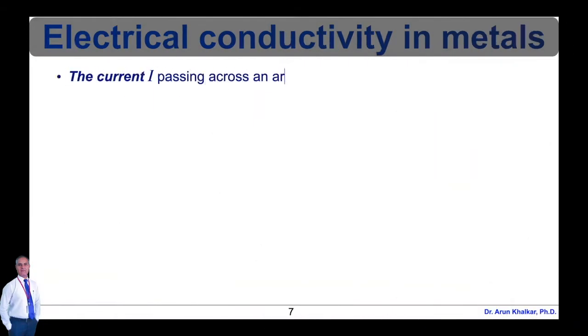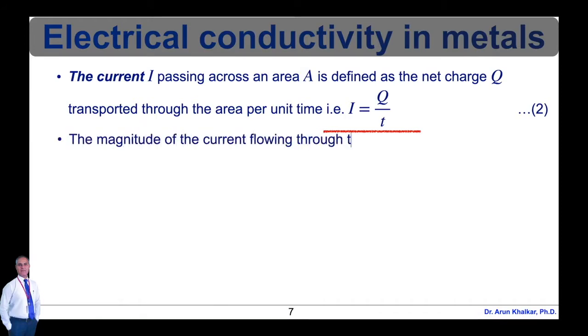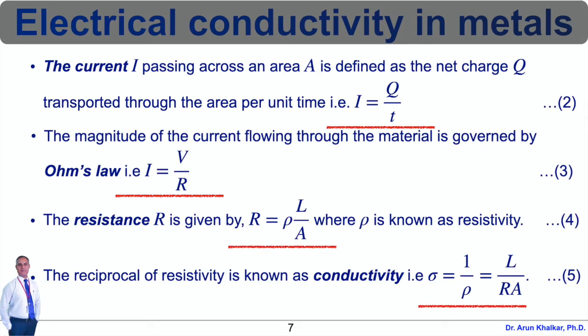The current capital I passing across an area capital A is defined as the net charge capital Q transported through the area per unit time. That is, I is equal to Q upon small t. Let's say this is equation number 2. The magnitude of the current flowing through the material is governed by Ohm's law. Let's say this is equation number 3.